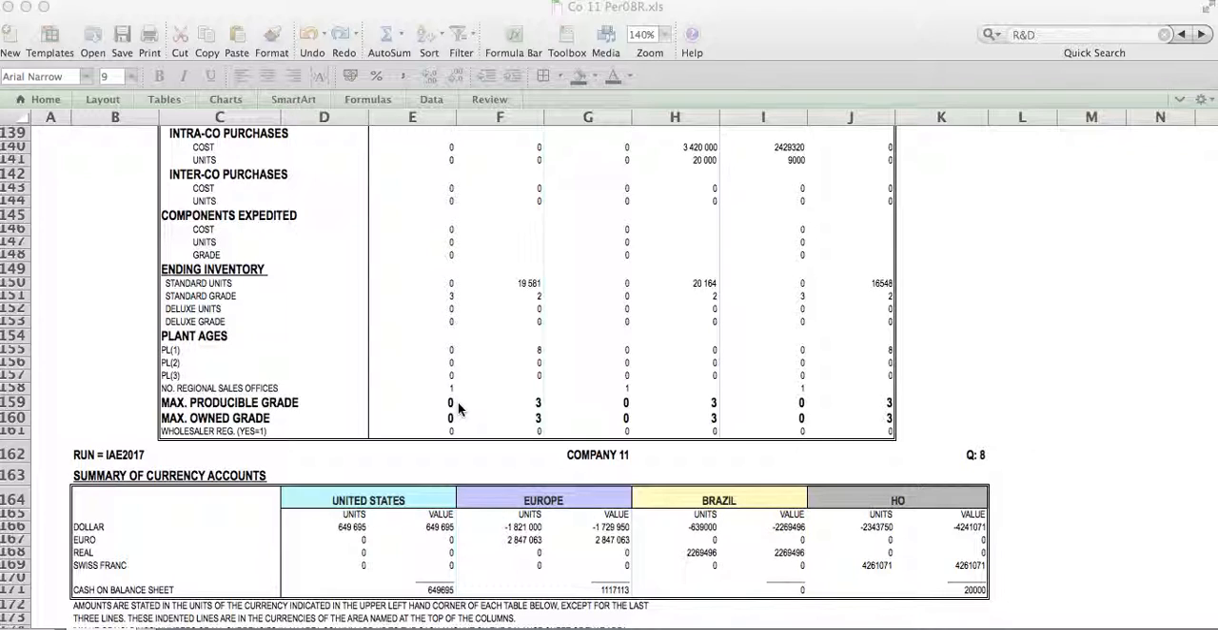So at the end, after the simulation, when the quarter has been run, and you want to know whether you have obtained a new grade, then go to these lines. That's how you will know.